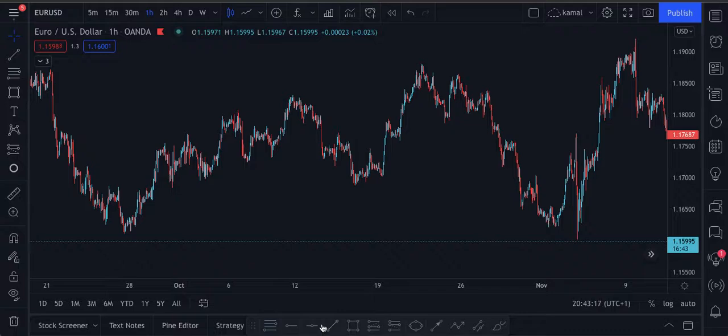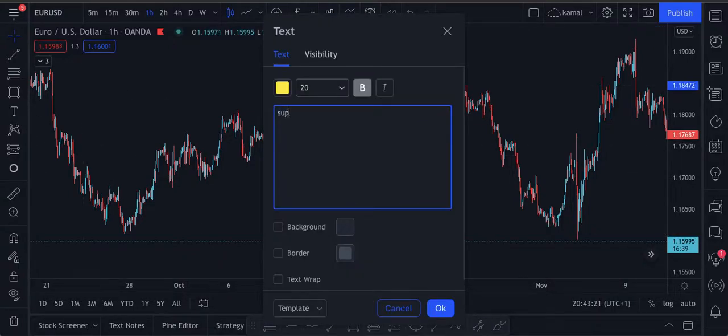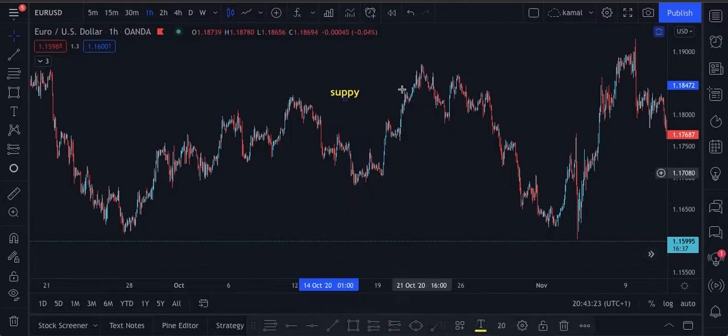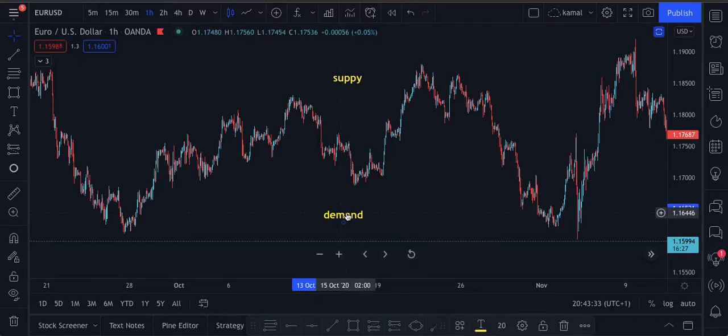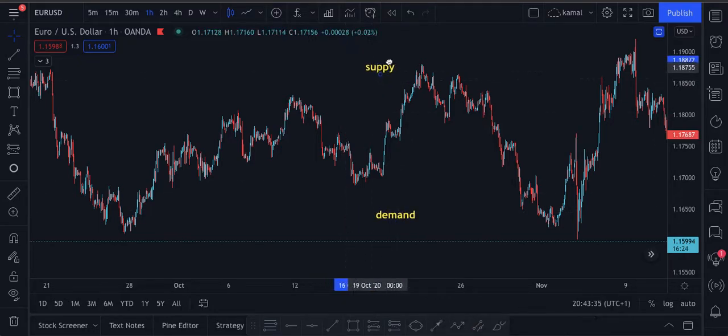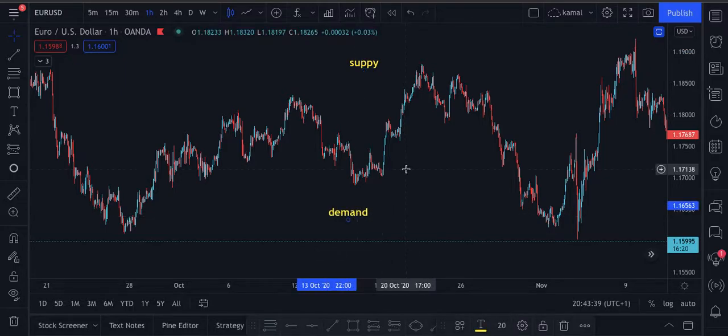Now, supply is always on top, and demand is always on the bottom. Demand, right? So always bear that in mind. Supply is basically resistance. Demand is basically support.